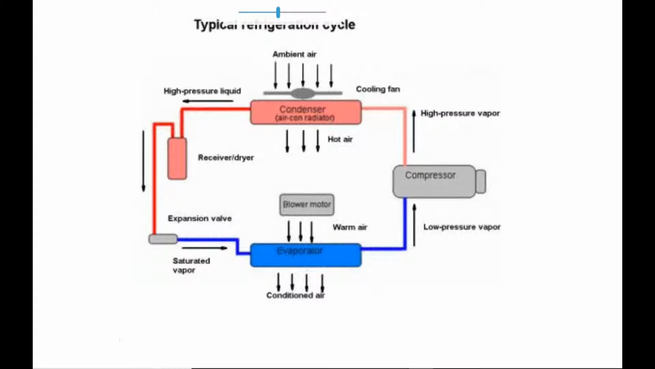Now, as it draws in energy, because you're going to blow your car's internal hot air onto it to cool it down, it's going to take the heat from the air. So now you've got conditioned air, and it turns to low pressure vapor. And so the cycle repeats. The compressor compresses the low pressure vapor, the gas vapor, and pushes it all back up, and the cycle repeats.